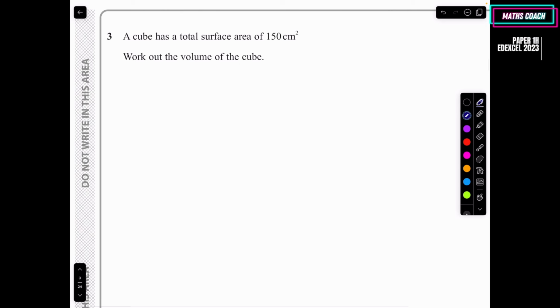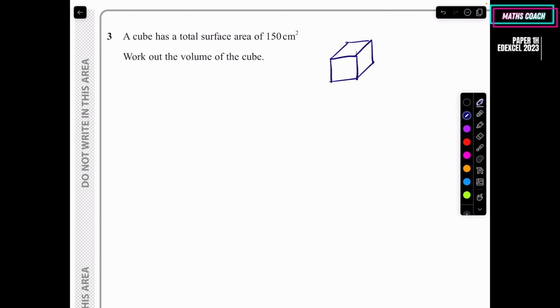All right, question 3. A cube has a total surface area of 150 centimeters squared. Work out the volume of the cube. Now, I like to visualize things. So this is something I teach my students to do. So I'm going to quickly draw the cube out.